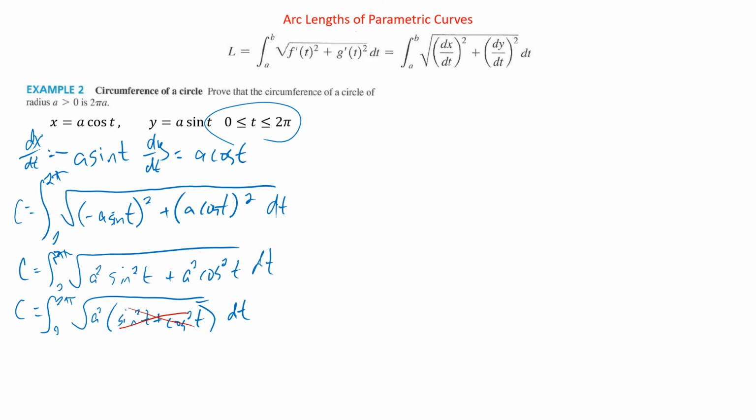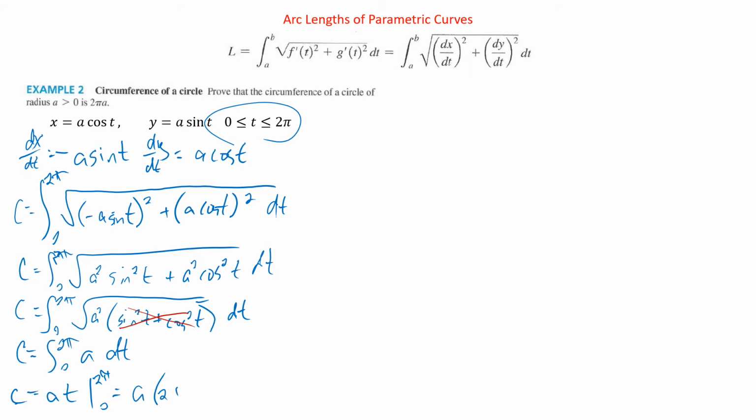So here the circumference will equal the integral from 0 to 2 pi of a dt. A is a constant, like say 2. What's the antiderivative of 2? That would be 2t. So here we'll get at from 0 to 2 pi. Plug in 2 pi minus plug in 0.